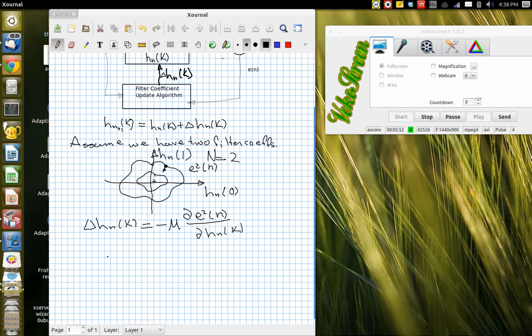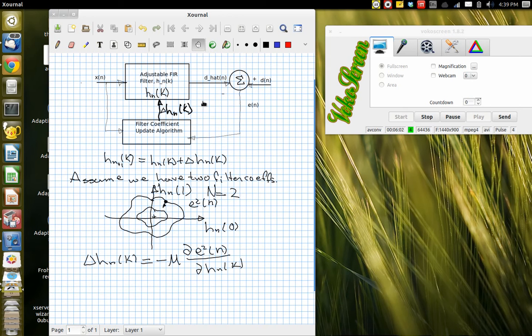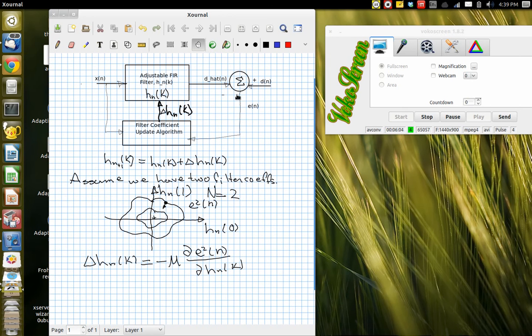make that work? Let me see if I can move this up some here. Maybe this thing here. Let's see. Will that work? Yeah, there we go. Let's see here. I'd like to figure out how e squared depends on h sub n of k. Whoops, maybe I shouldn't have pulled it up so far because I need to pull that back down to see what's going on here.